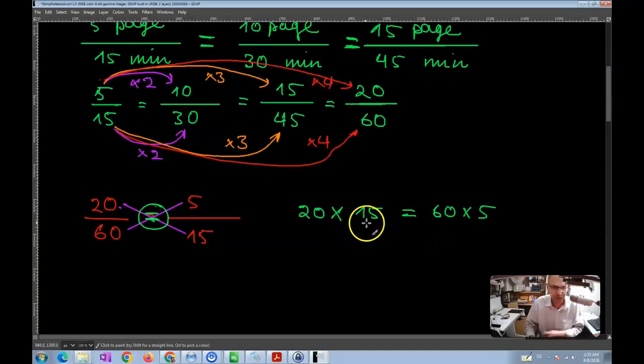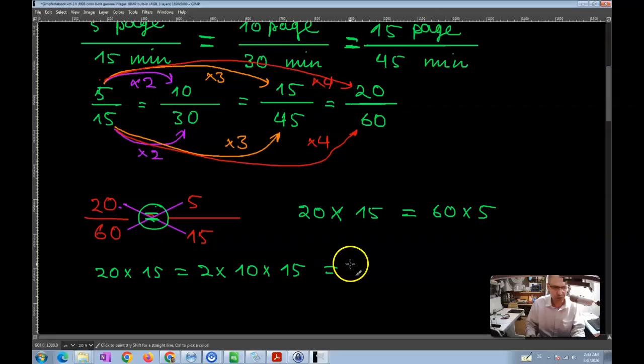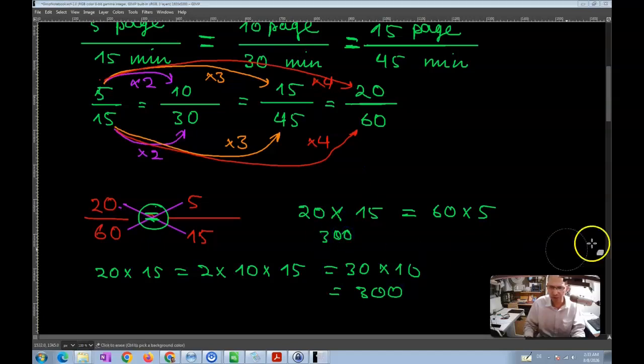Now you know that 20 times 15 is the same thing as 2 times 10 times 15, and you know that 2 times 15 is equal to 30, times 10, which is equal to 300, right? So this side is 300.